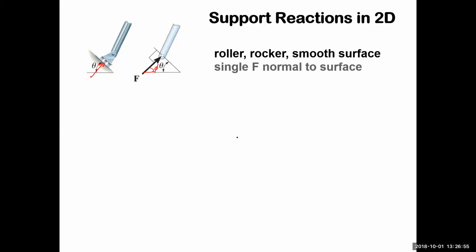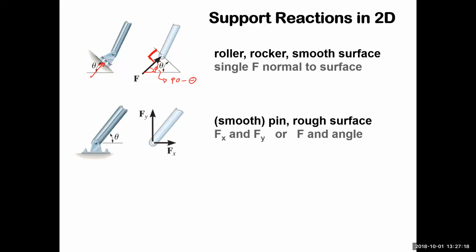Should be 90 minus theta, right? Because if it's truly normal, this has to be a right angle, and it's even drawn here with that right angle symbol, right? So that's a 90-degree angle. The angles have to add up to 180, so therefore phi has to be 90 minus theta. So that's good to know. A smooth pin or a rough surface has an Fx and an Fy, or a force and an angle.